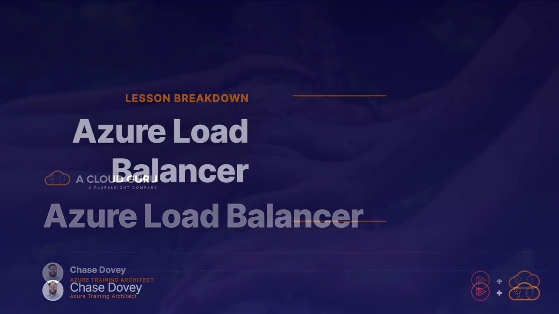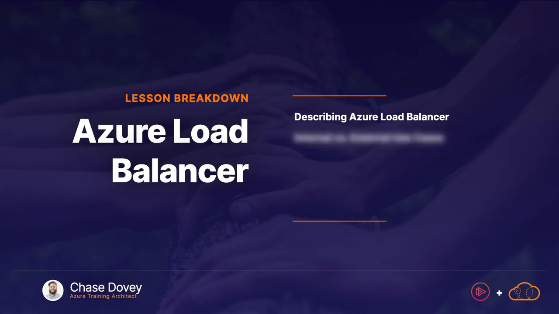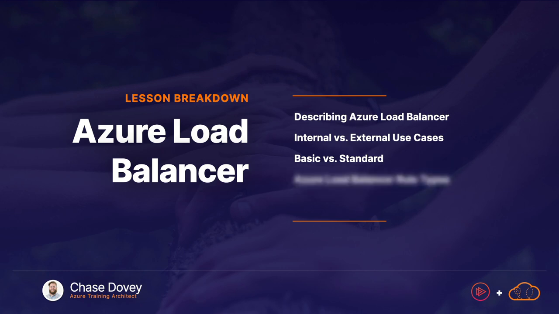And it's in this lesson that we're going to start off by describing what Azure Load Balancer is. We're then going to take a look at some of the internal or external use cases for those types of load balancers using Azure Load Balancer. We'll then compare this idea of basic versus standard SKUs and the features that are provided by each SKU for Azure Load Balancer. We'll talk about the Azure Load Balancer rule types that exist, and then we'll wrap up this lesson with some key takeaways.